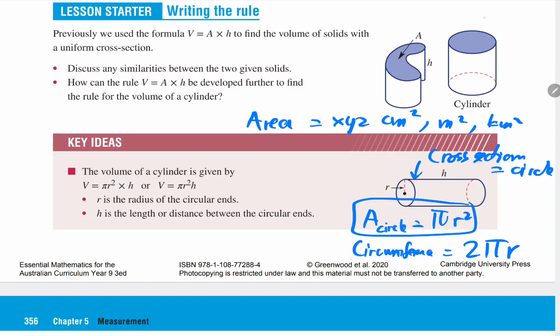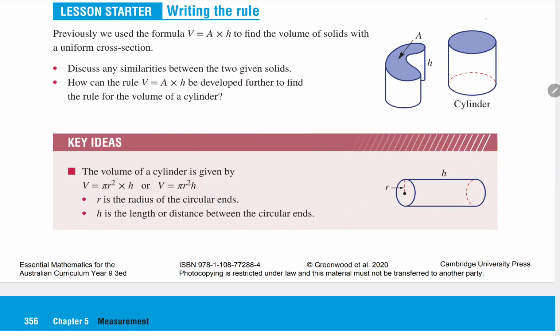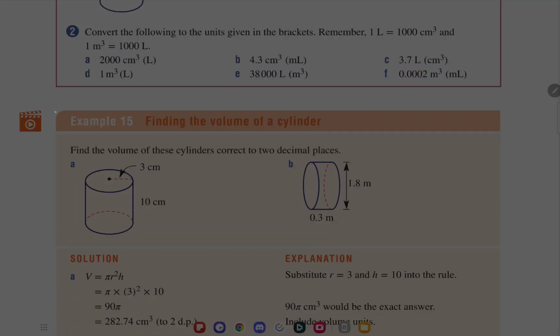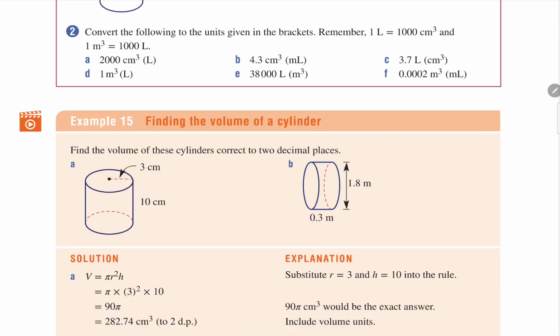So you get the area of the circle, which is pi r squared, and this is the uniform cross section, which is a circle. So the volume would be the area of the circle times the height. That's it. So area of the circle again is pi r squared times the height, which is h. Make sense? All right. Now let's try out the example here.